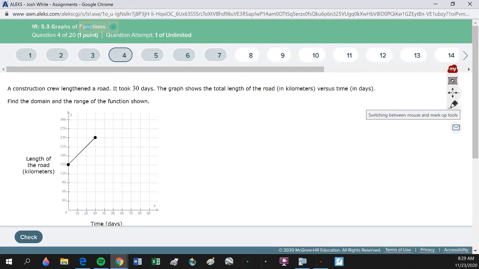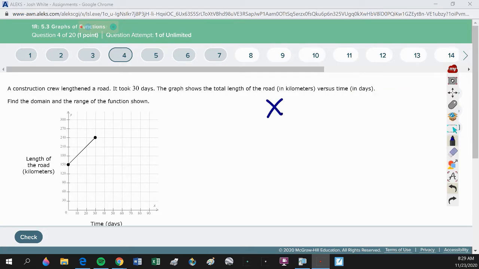All right, a construction crew lengthened a road. It took 30 days. The graph shows the total length of the road. So the total length of the road will be in x's. And versus, oh, nope, sorry. Length of the road is y, and the time is an x. And you can see that on the graph.